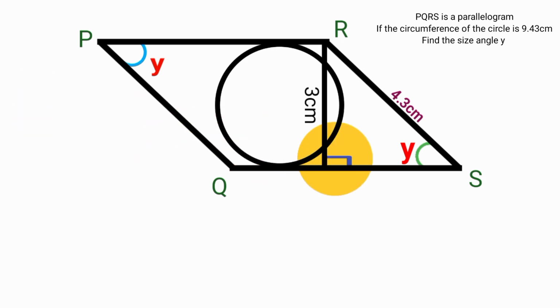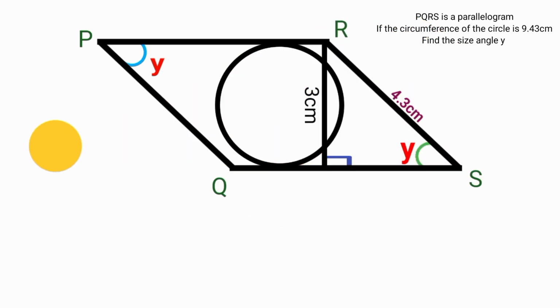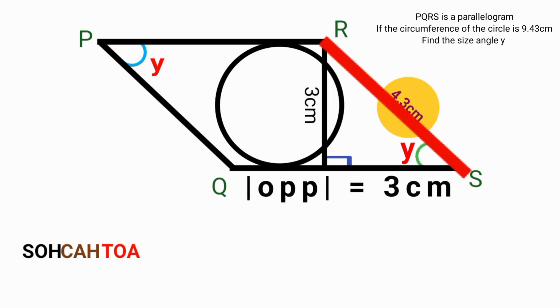Here is a right angle, and hence this triangle here is a right angle triangle. Now to find the size of angle y, we apply the right angle rules to this triangle, the SOHCAHTOA. From angle y, this line here is our opposite, which equals 3 centimeters, while this is our hypotenuse, which equals 4.3 centimeters.